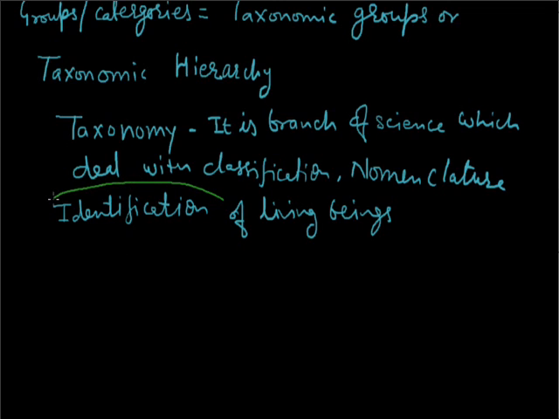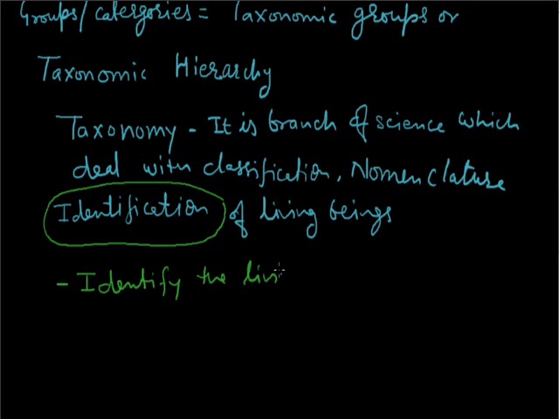Identification means the living beings are identified as a plant or animal or any other group. As we know, this is the group of a particular living being. For example, this is a plant and this is an animal. Then we give them a scientific name. So the first criterion is to identify the living beings, and the second criterion is to give them a scientific name. This process of naming, or nomenclature, we call scientific nomenclature. Nomenclature means giving them a scientific name.